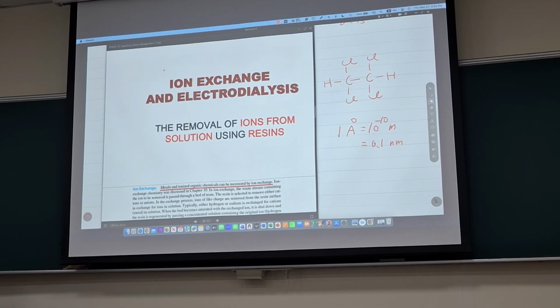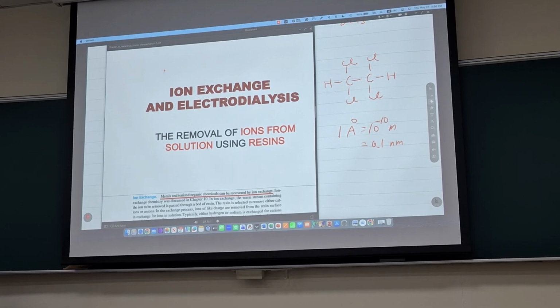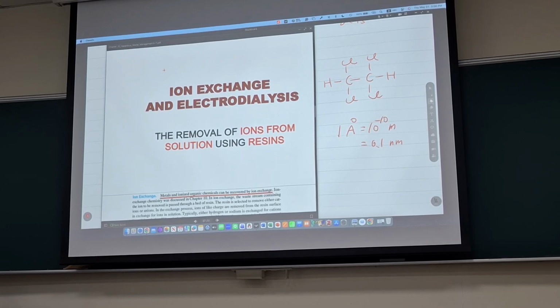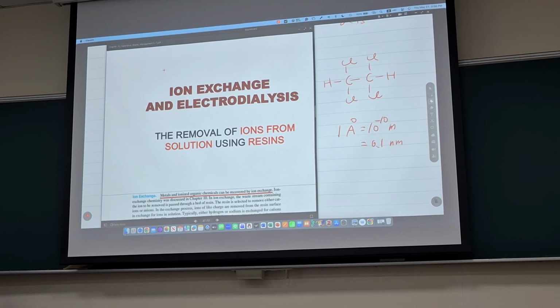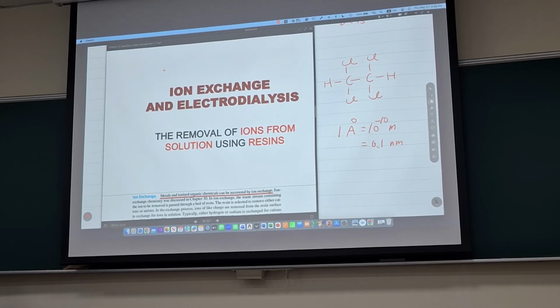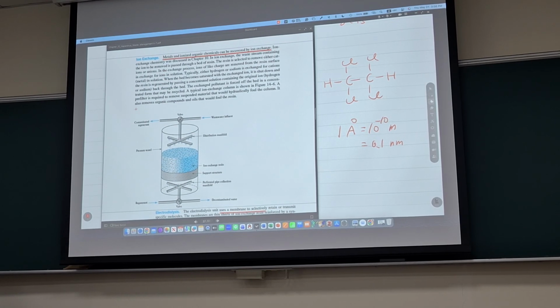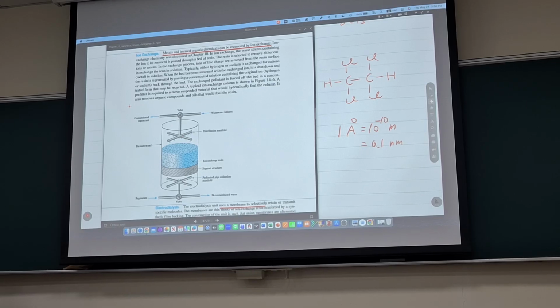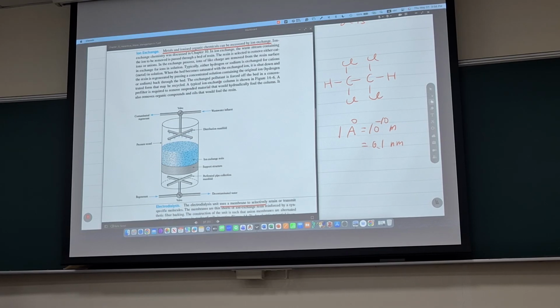Okay, next slide. I would like to talk about ion exchange. Ion exchange, or electrodialysis, is good for the removal of ions from solution using resins. Okay, I know most of you do not have the textbook, so I just attached it on the slide. So we might read over this.